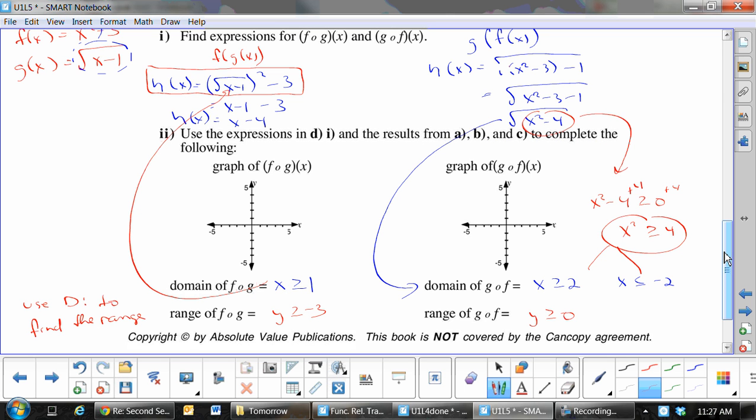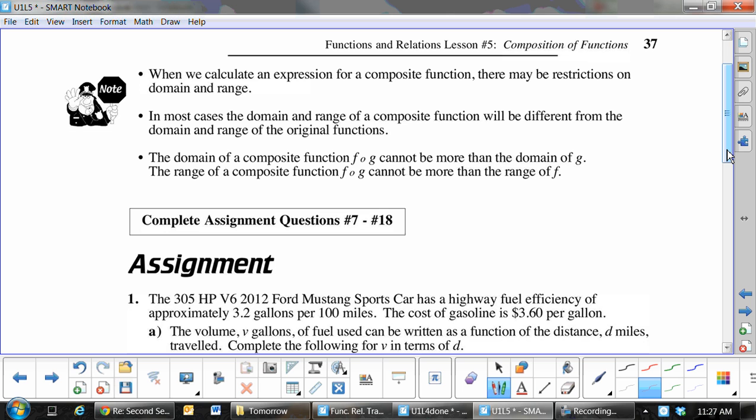Okay, now this next part, you know, when we calculate, I don't know, this is probably the longest sentence ever that gives the least amount of information you'd ever need. When we calculate an expression for a composite function, there may be restrictions on the domain or range. Oh, thank you for that little nugget of information.